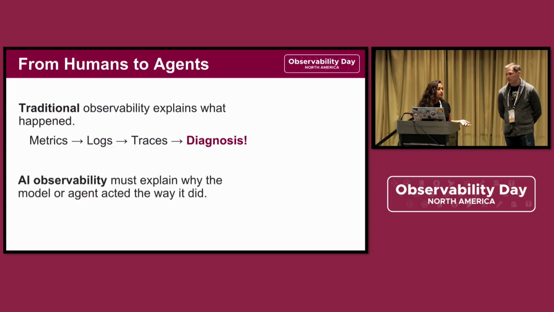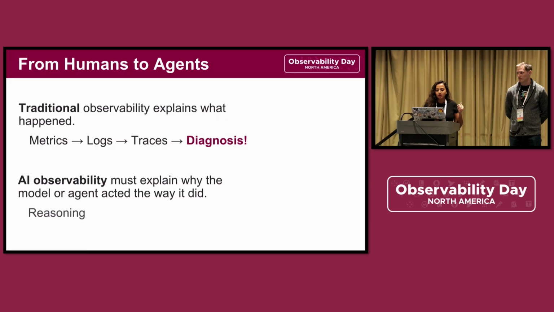But what happens when we have AI observability? It must explain why the model or agent acted the way it did. So we need to reconstruct the whole thought process of why the agent gave the result in this way. It's going to be about reasoning, the system's internal thought process.